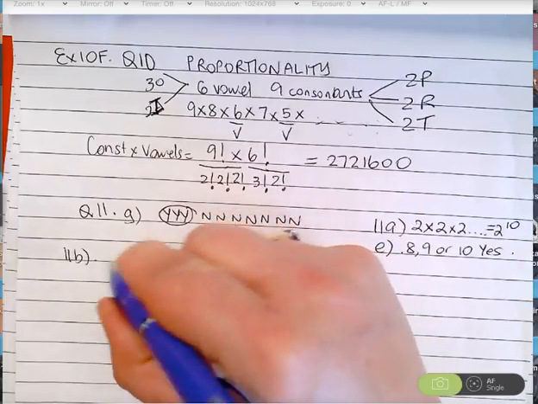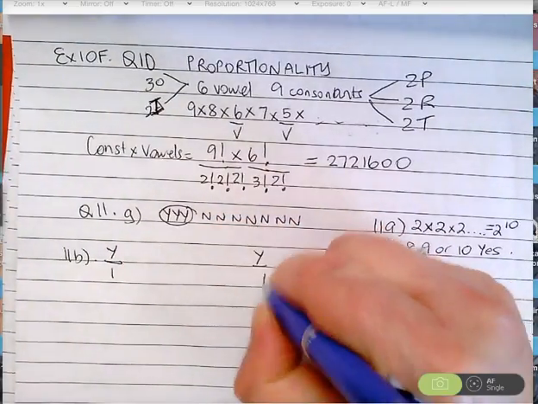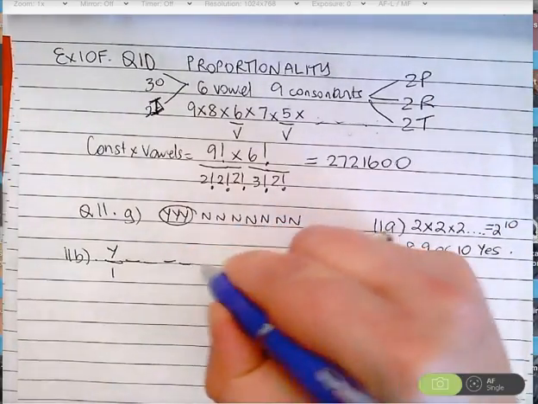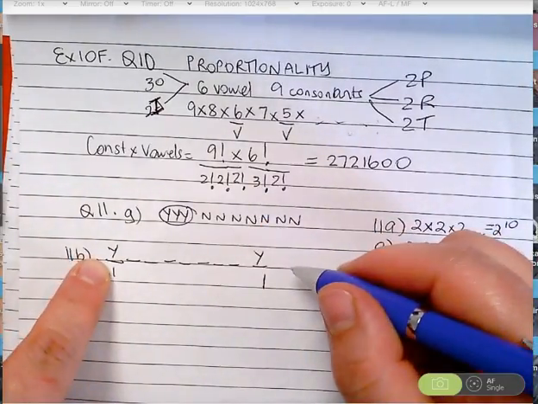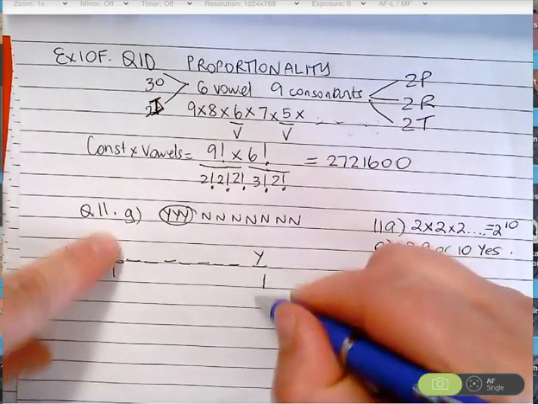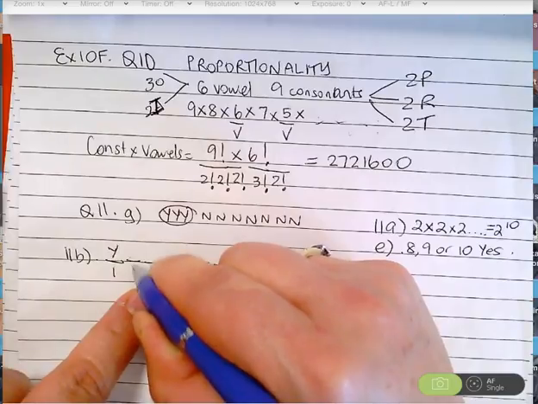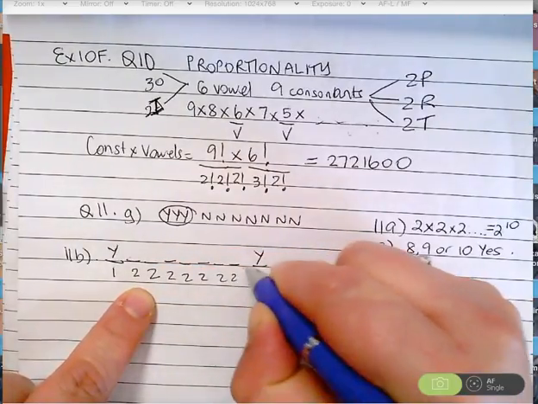Oh, wait a sec. The first one's definitely a yes. That's 1 choice. And the last one's definitely a yes. That's 1 choice. And then the others don't have to be. Is that right? Yeah. So the first and the last are definitely yes. That's 1 choice. And then the rest could be 2 choices, yes or no. 2, 2, 2 for the 8 in the middle.